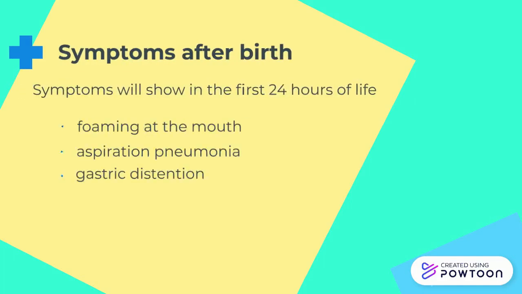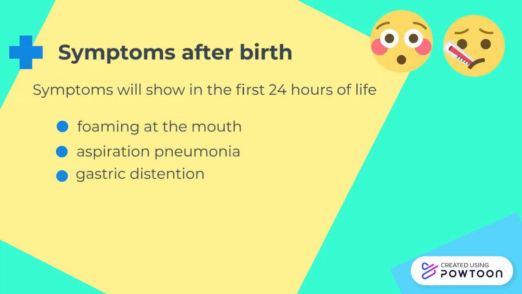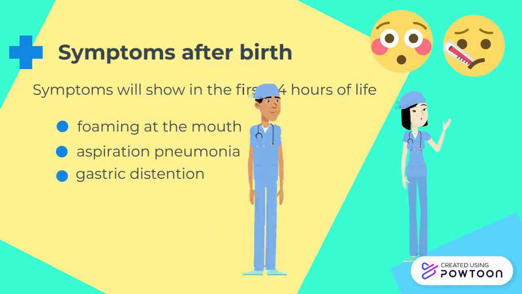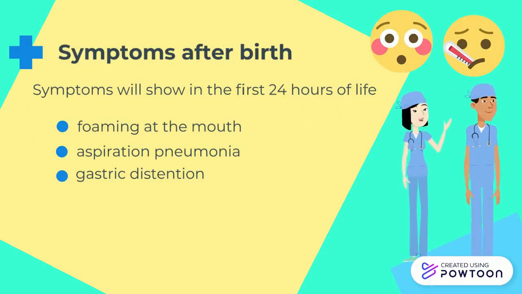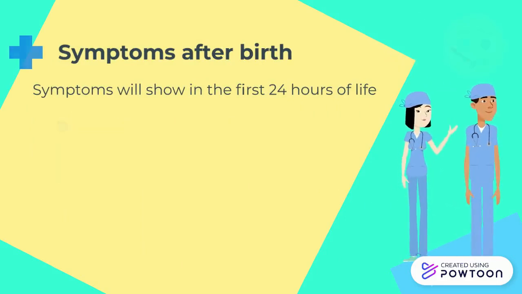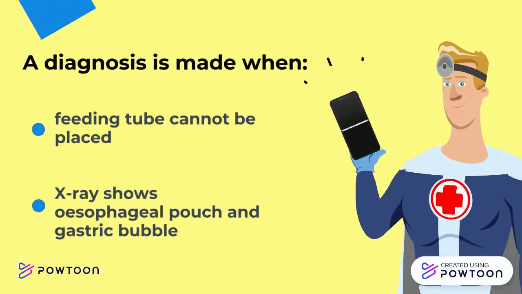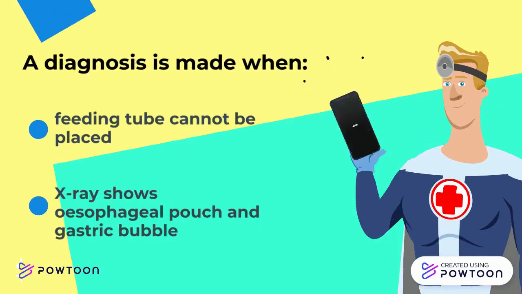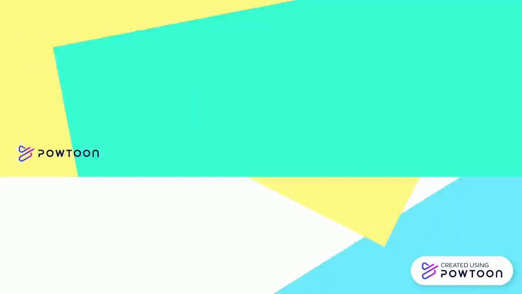In the delivery room, the symptoms present are excessive secretions or foaming at the mouth. The baby may also have aspiration pneumonia or gastric distension, depending on the type of EA. A confirmed diagnosis will be made if a feeding tube is unable to pass from mouth to stomach, indicating that the esophagus is not continuous. A chest X-ray will show an esophageal pouch and a gastric bubble.